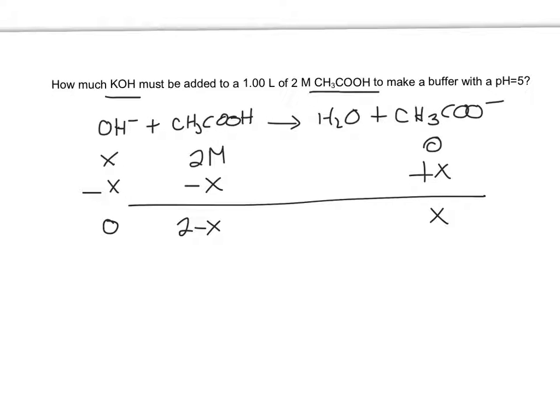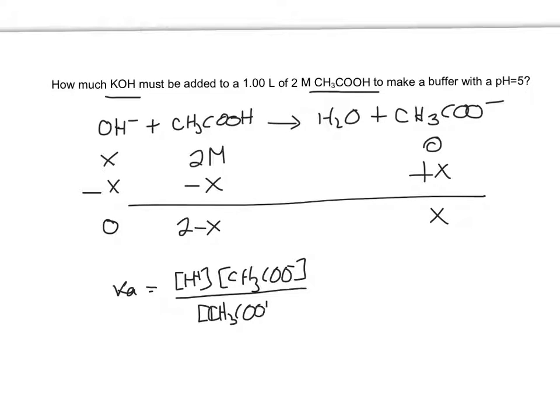So you can use your Ka expression if you would like, or you can even use the Henderson-Hasselbalch if you want. It's totally up to you. I'll use my Ka expression. The Ka for acetic acid is the concentration of the H plus times the concentration of the acetate over the acetic acid. My Ka is 1.8 times 10 to the negative fifth. That's not going to change for my acetic acid unless you change the temperature, which we're not.